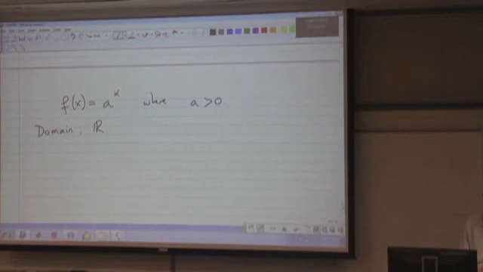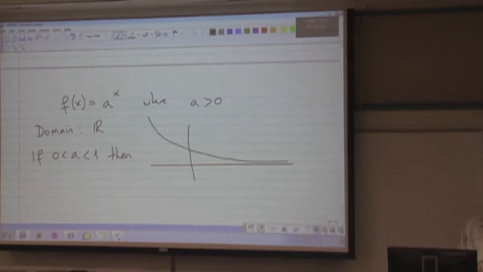So, if a is between 0 and 1, then the graph of the function will look like that. Right? Whatever the value of a is, a to the 0 is equal to 1. Right? So it'll go through that point.